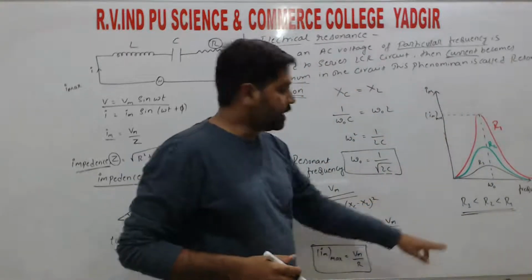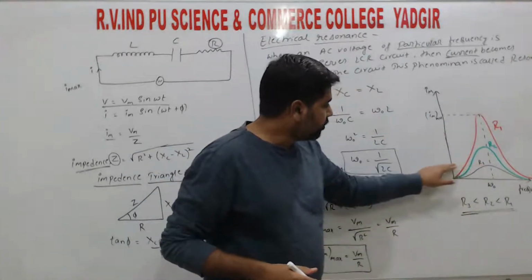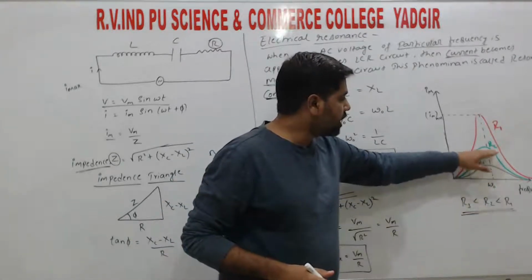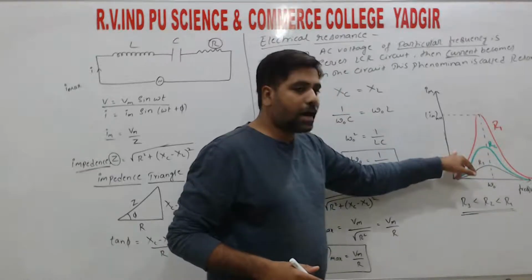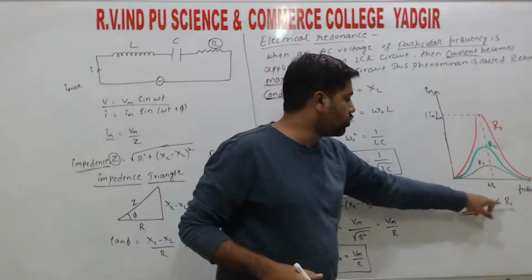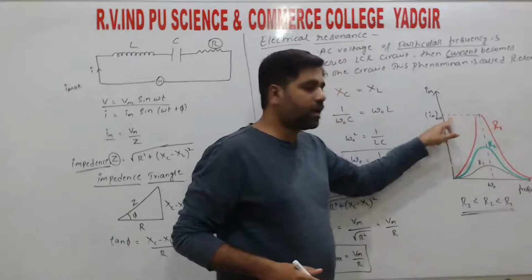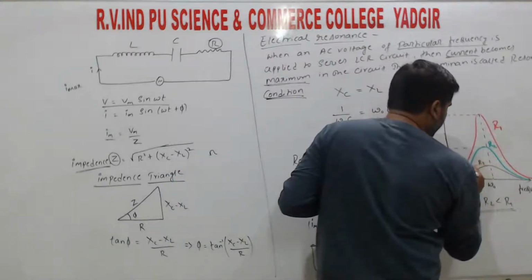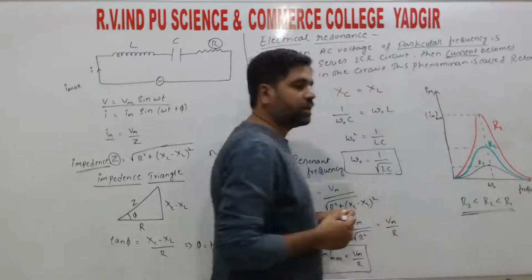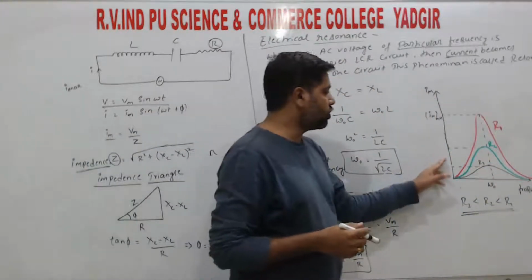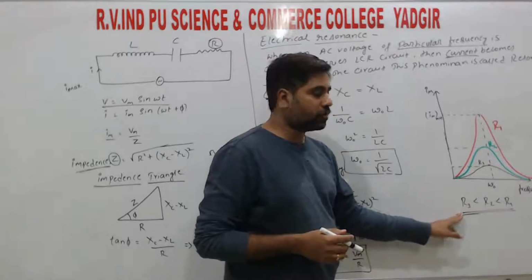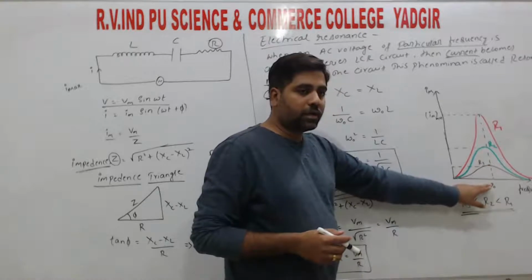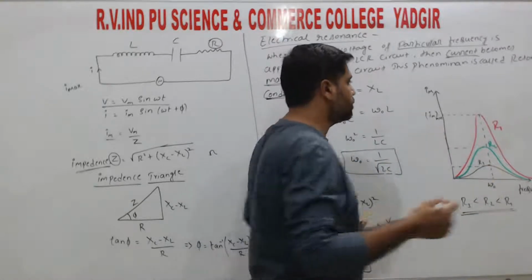So R3 resistance is more, so that's why we are getting the less maximum current. R2 is a little greater than that of R3, hence we are getting the I maximum curve here for R2. So for R1 we are getting the maximum current. So all these are the maximum current for their individual resistance. So depending on the resistance value, the maximum current keeps changing. So when the resistance is more, the curve is lower. So this we call the resonance curve.